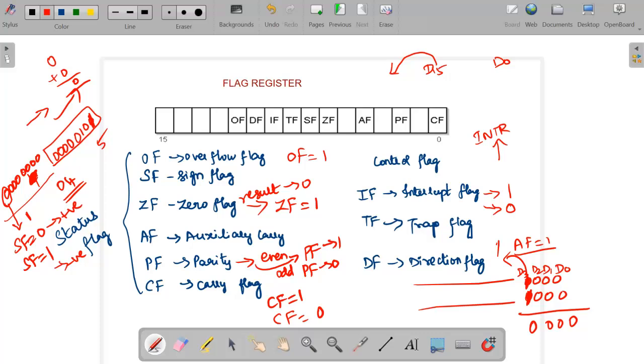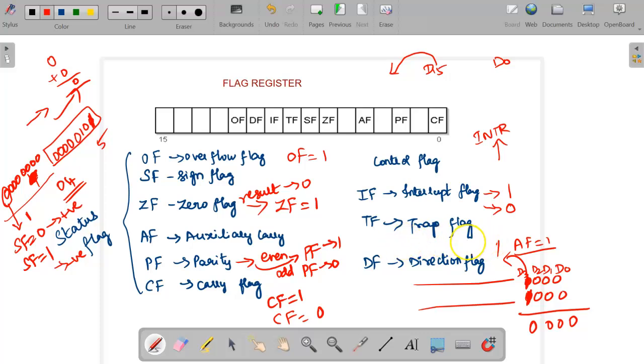For example, a circular is coming in your classroom. If you are ready to accept and read the circular, that is IF, the interrupt enable flag. You are accepting, which means IF is equal to 1. If you are not ready to accept the interrupt, then the interrupt flag becomes 0. And then trap flag.